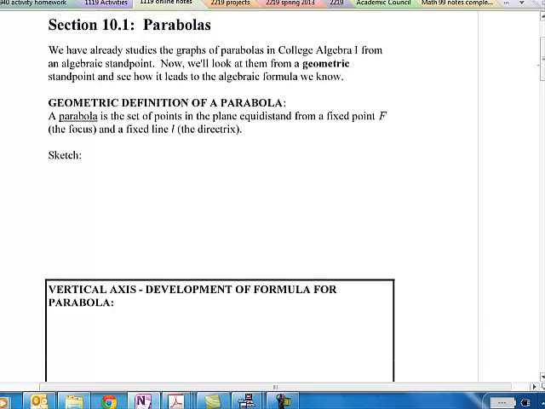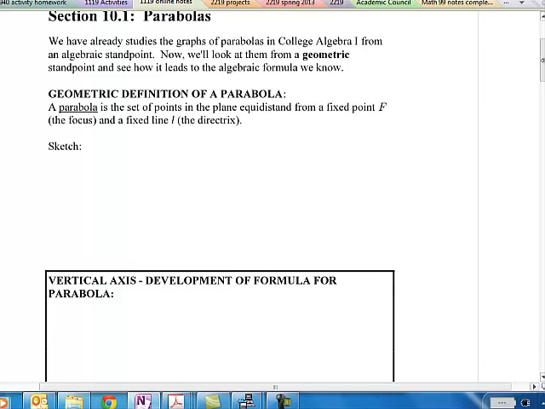In this video, we're going to talk about parabolas, which we've already talked about in College Algebra 1, but we're going to take a different standpoint here. We're going to look at them from a geometric standpoint, just like we did the ellipses and hyperbolas, and look at what the geometric properties of parabolas are. So the definition is that a parabola is the set of fixed points in the plane equidistant from a fixed point called the focus and a fixed line called the directrix.